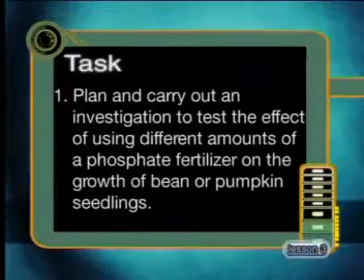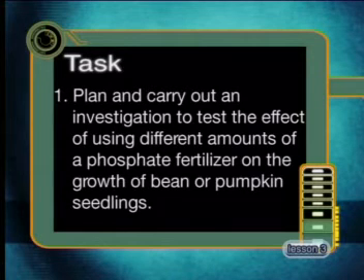For your task today, let's do a practical investigation. Plan and carry out an investigation to test the effect of using different amounts of phosphate fertilizer on the growth of bean or pumpkin seedlings. Remember to make sure your investigation is a fair test and that you collect accurate data to make conclusions. Be prepared to give a presentation on your investigation.